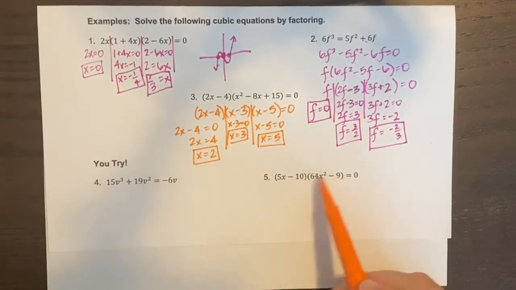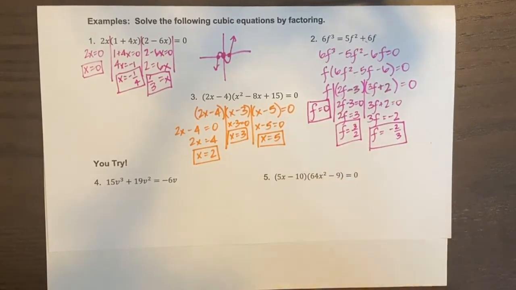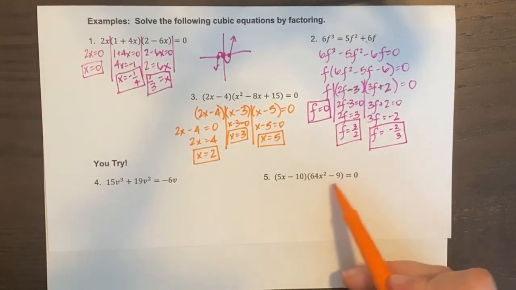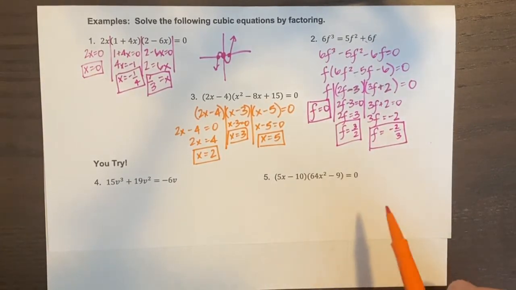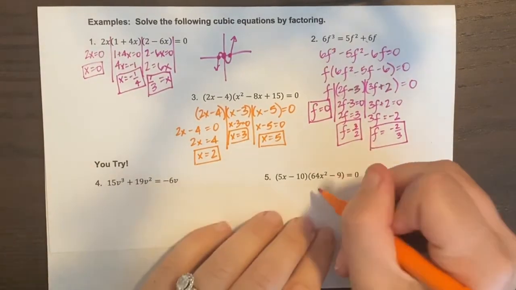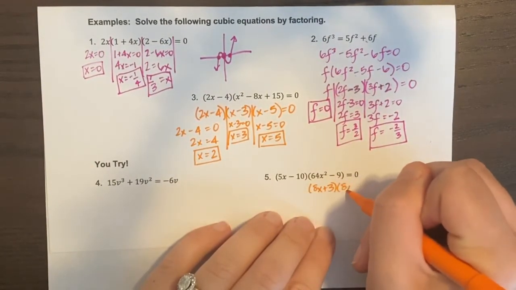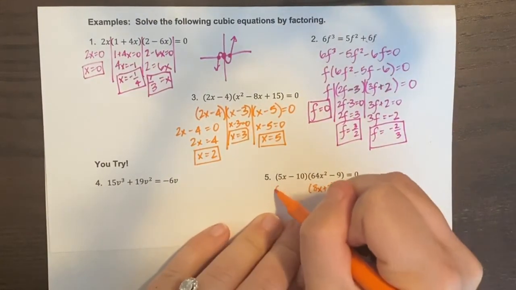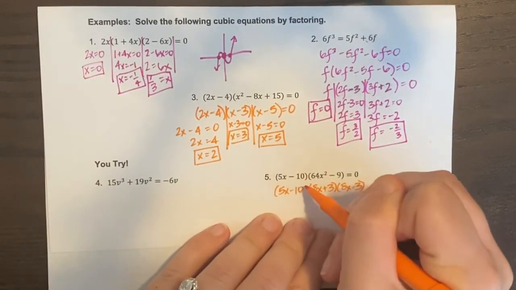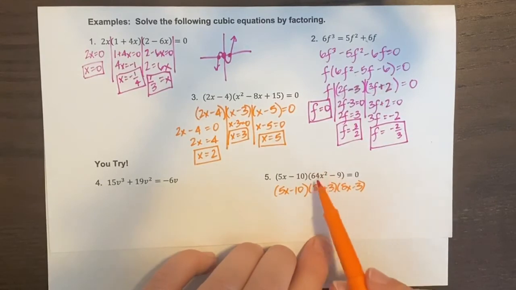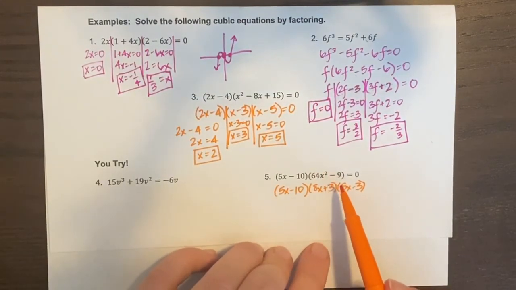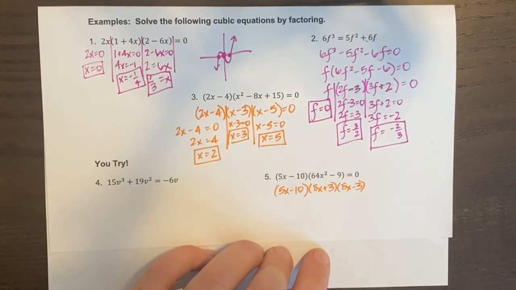This one right here, when you do this on your own, please keep in mind that 64x squared minus 9 is a difference of squares, where both of your numbers are perfect squares. So this right here is going to factor into 8x plus 3 and 8x minus 3, and then you'll have that 5x minus 10 right here. So keep in mind that's a different type of factoring right there that you probably saw in your summer packet, but not something that we've covered yet today.